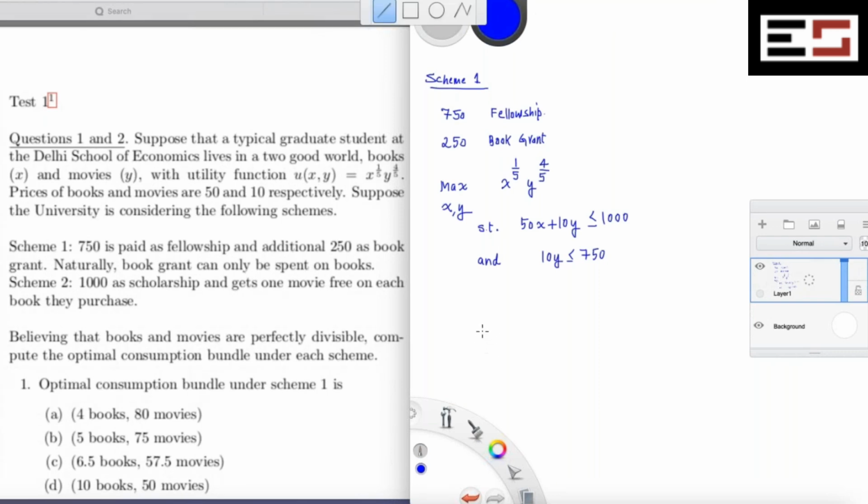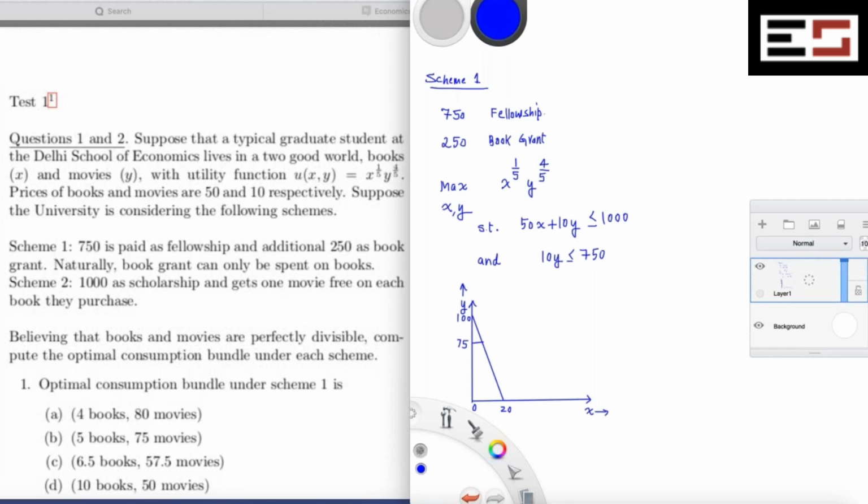If we plot the constraint, this is the boundary of the first constraint. And what about the second constraint? The second constraint is that y should be less than or equal to 75. I can rewrite this as y less than or equal to 75, so I'll get this horizontal line, which says that y has to be less than or equal to 75.